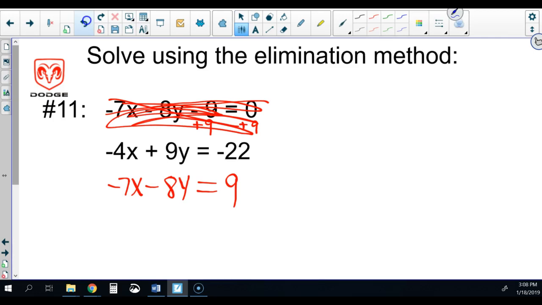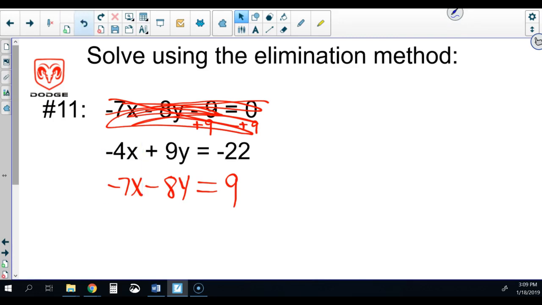I need the coefficients to match up. So I need these to be the same or those to be the same. This is a difficult one because there's nothing I can really multiply by to make 4 turn into 7 or to make 8 turn into 9. So I'm going to have to multiply both of them by something. So I'm going to look at the x's. The numbers look a little smaller. I'm going to try to make both of these x terms turn into 28. 28 is the least common multiple. Think of like getting a common denominator on a fraction. I know I can easily get both of those to 28.